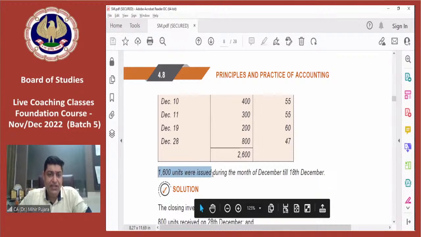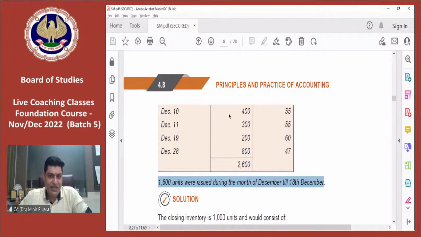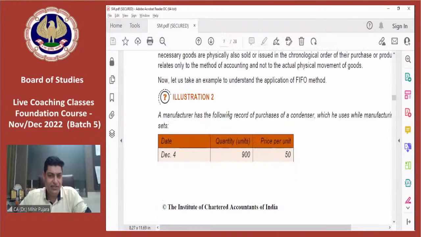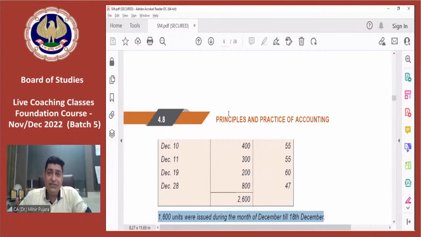1600 units have been issued during the month of December till 18th. So it's a FIFO method, friend. What we learn is that goods will be issued in the same order in which they were purchased. The goods which are purchased first will be issued first.